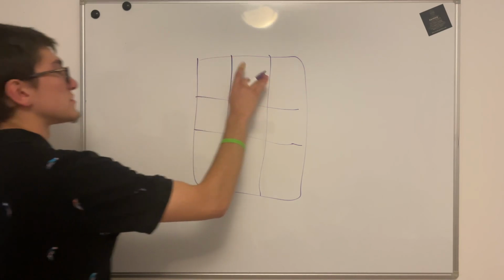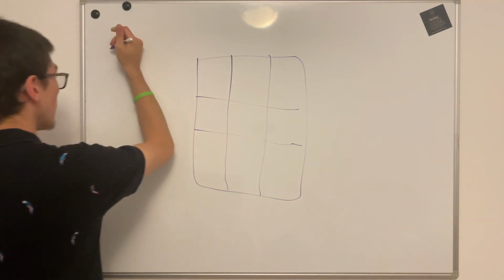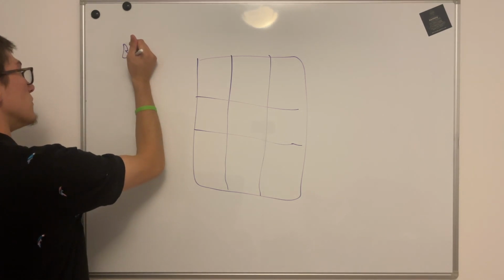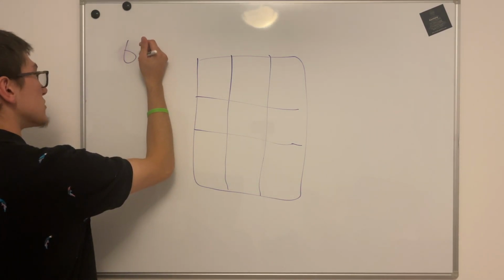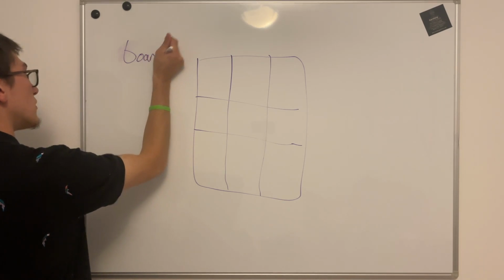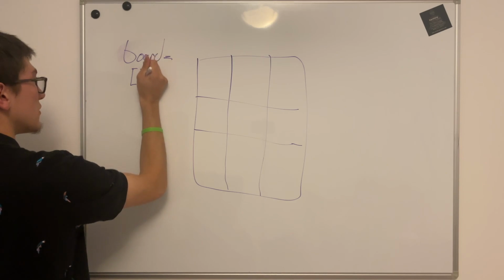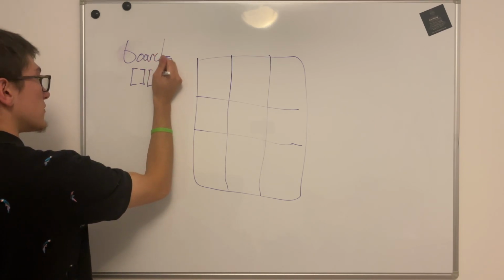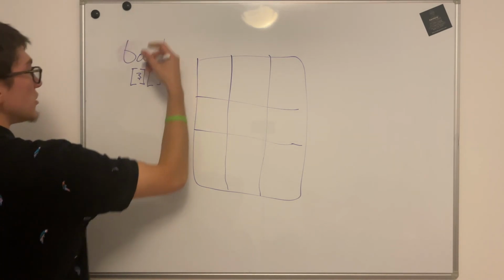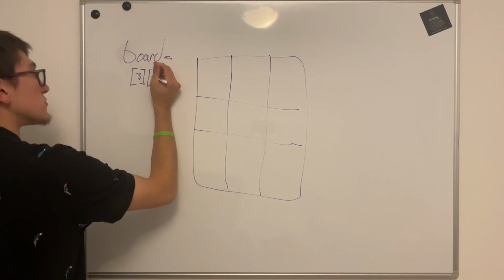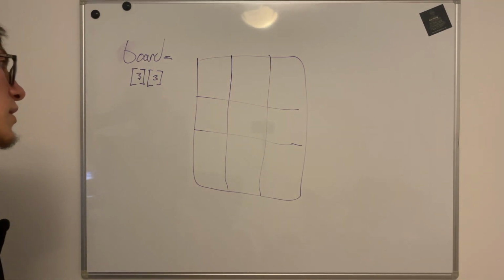So the first thing is we need to separate it into a grid of cells. We could call this the board. So the board should be equal to an array of arrays. There'll be an array of 3 elements, each of which will be an array that is also of 3 elements. So this should be our board.